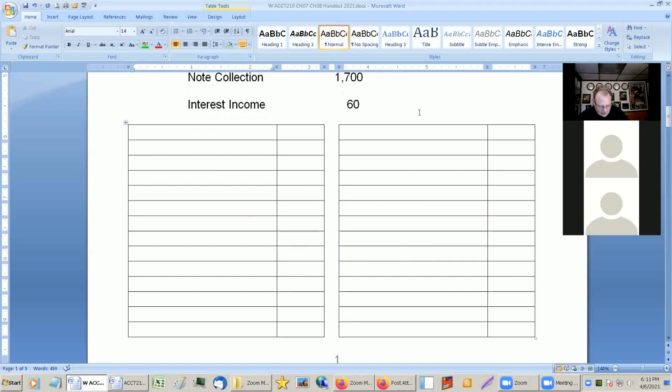Okay, so we have our bank balance, and this will come off of the bank statement.